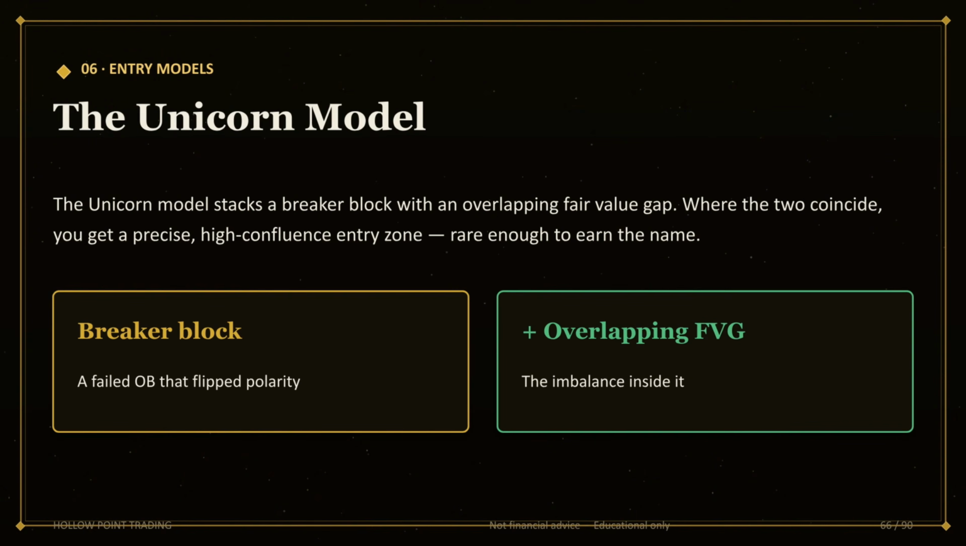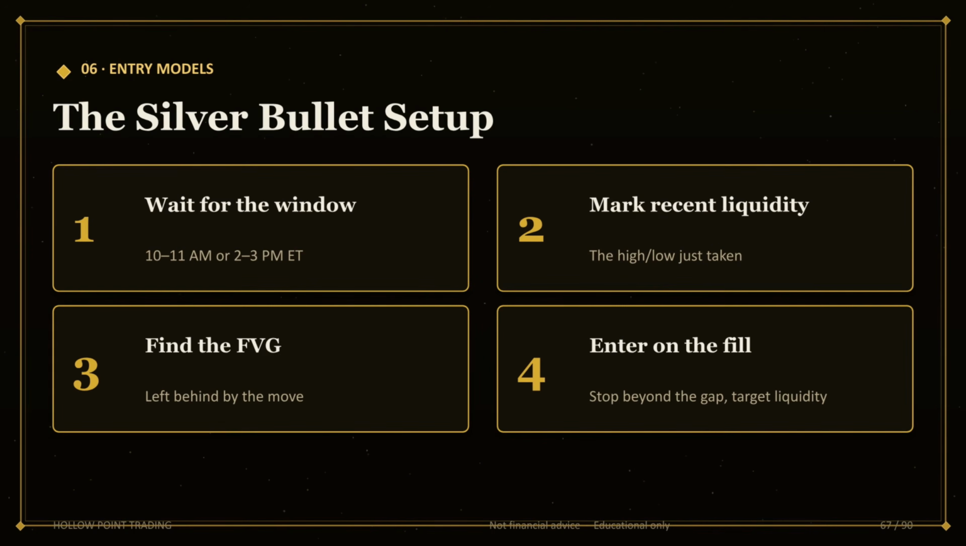The unicorn model is defined by high confluence zones. It occurs when a breaker block overlaps with a fair value gap, creating a precise area for entry. The Silver Bullet setup is highly dependent on timing. Wait for the designated windows of 10 to 11 a.m. or 2 to 3 p.m. Eastern. Mark recent liquidity. Identify the FVG left behind, and enter on the fill.